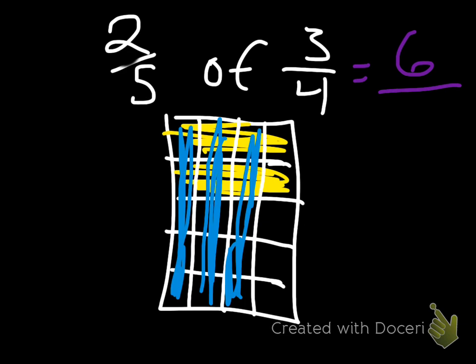My denominator is how many total boxes. Well, I have 4, 8, 12, 16, 20. So my bottom number is 20.